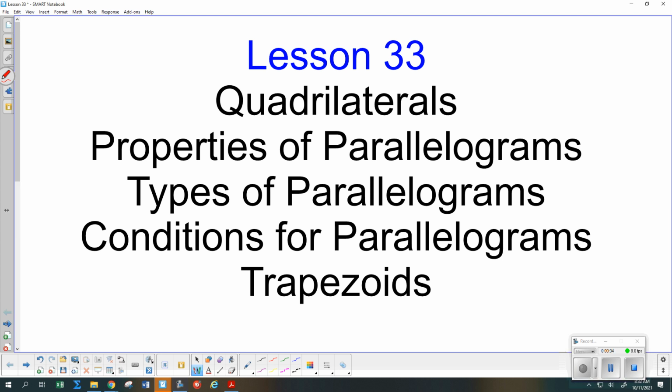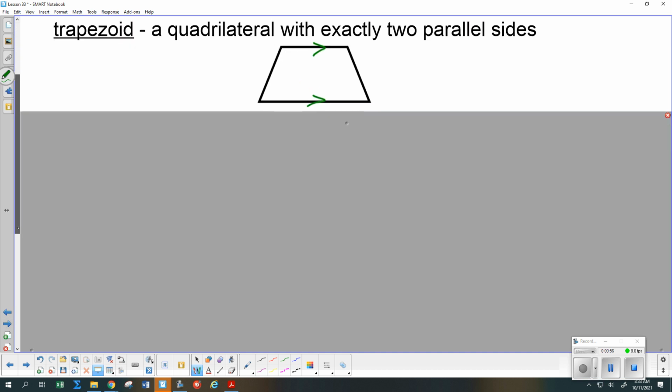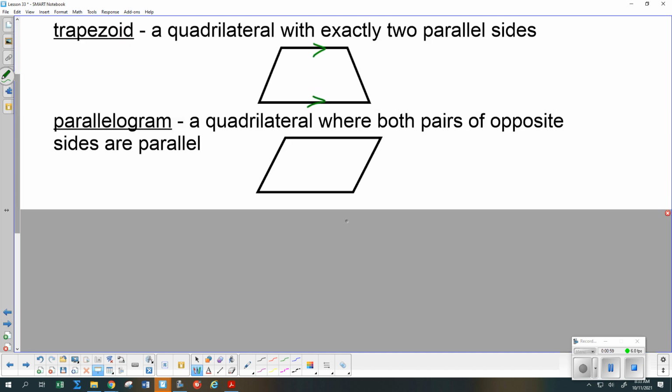Starting off in our regular notes, just some definitions. As you know, quadrilaterals are shapes that have four straight sides. A trapezoid has one set of parallel sides. Usually we draw it with the top and the bottom. A parallelogram, both sets of opposite sides are parallel. And that's the definition of a parallelogram.